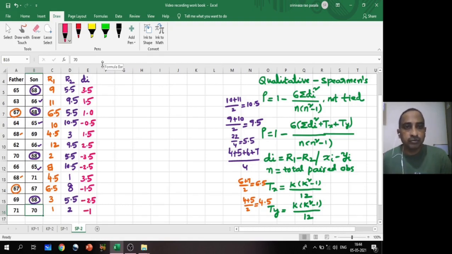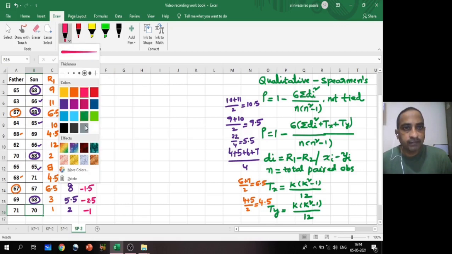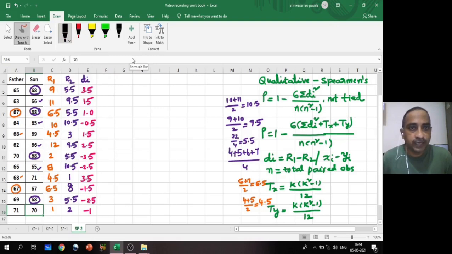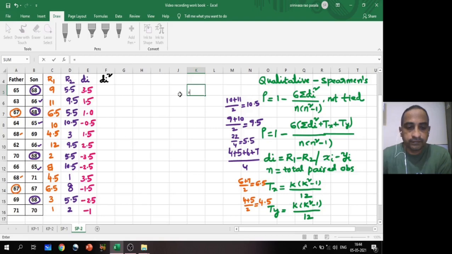I just have to take the difference between the ranks only, right? So now I have to take Di square. Di square means 3.5. So this is the Excel sheet. That's why I have used it for multiplication, 3.5 into 3.5.